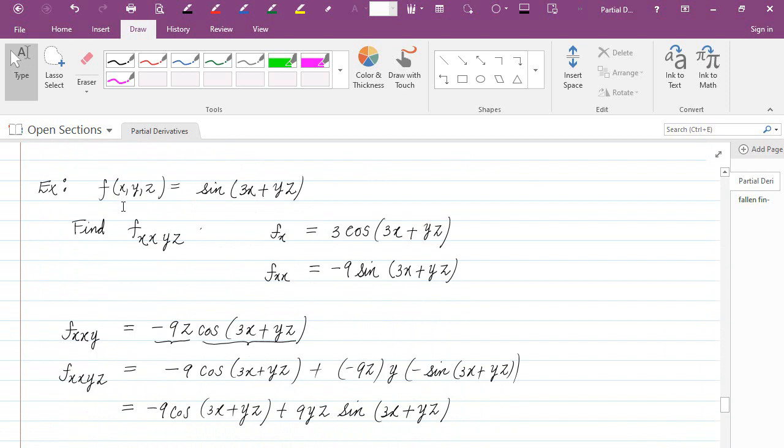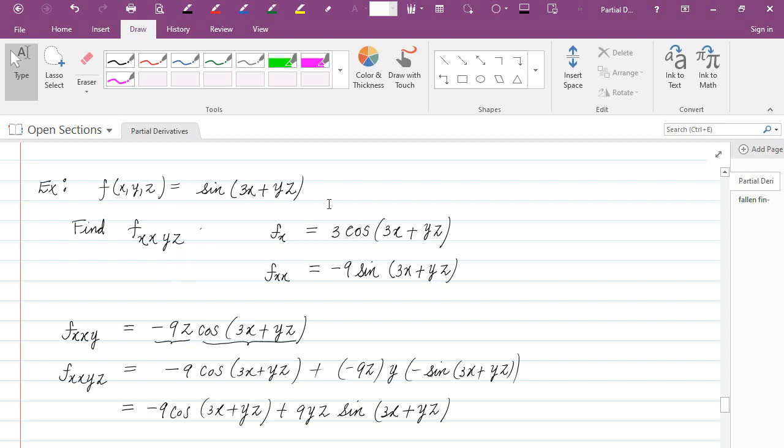Let's say that f of xyz is equal to sine of 3x plus yz, and we want to find the mixed partial fxxyz. When we are reading this, the subscripts, or the indices here, mean you are taking the derivative of f with respect to x first, and then with respect to x again, then with respect to y, and then with respect to z. So we're taking the derivative 4 times.